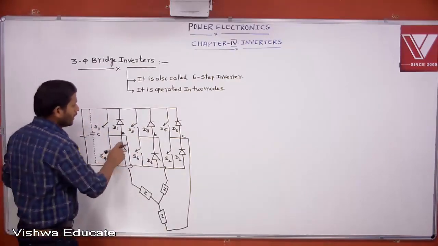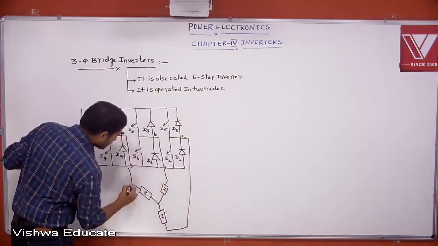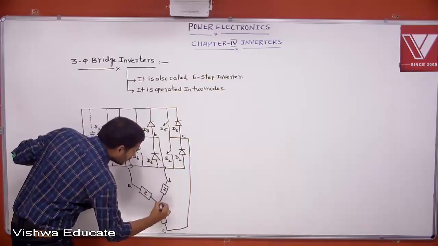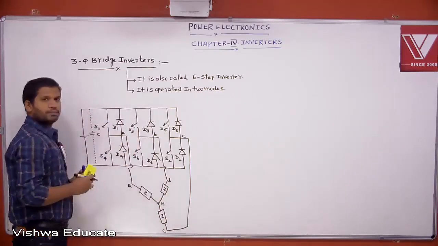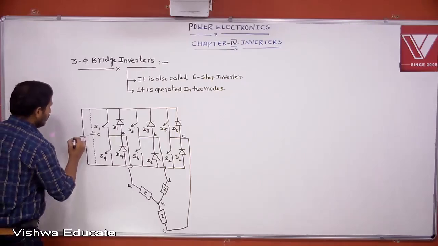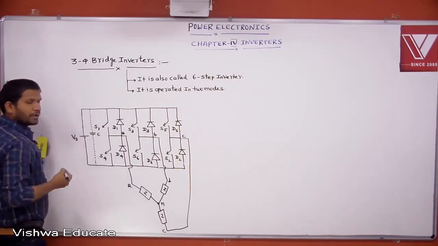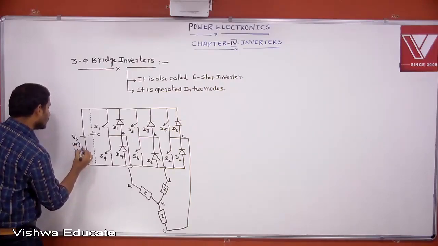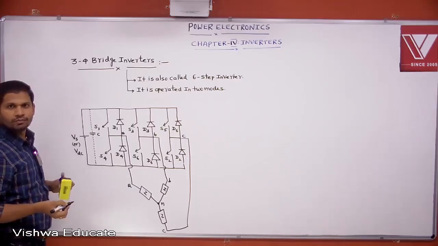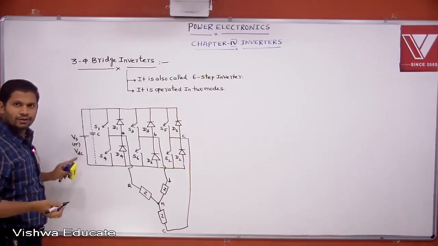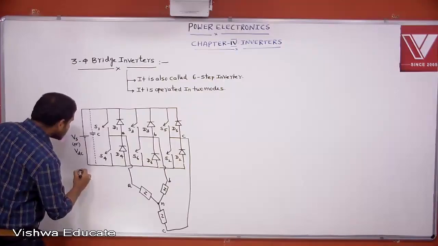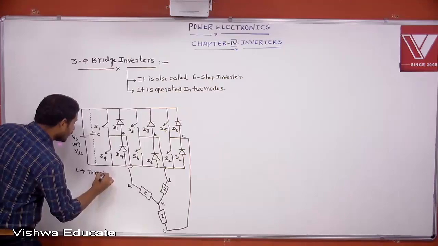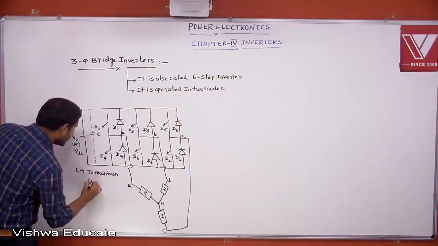This is A phase, B phase, then this is C phase. Then A, B, C, this is neutral point. Okay. This Vs is the supply voltage. Take Vs, or you can also take VDC. Take either Vs or VDC, any notation you follow, it may be given. The purpose of using C is to maintain constant DC at input.